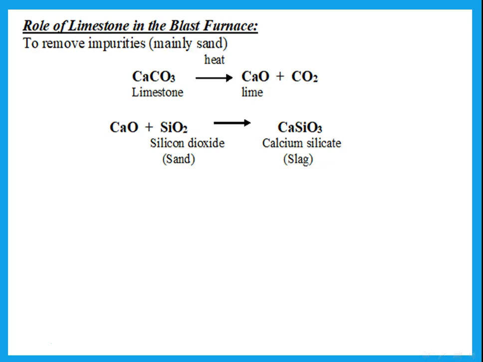Do we understand this? So why did we put limestone? To remove impurities. What happened to the limestone? The limestone, which is calcium carbonate, breaks up to form lime, which is calcium oxide, and it is the calcium oxide that reacts with the main impurity, which is sand, silicon dioxide, to form calcium silicate. Now, the calcium silicate is called slag.